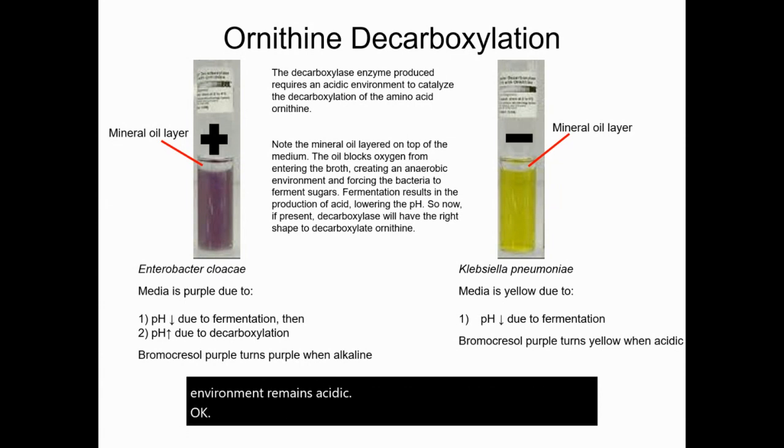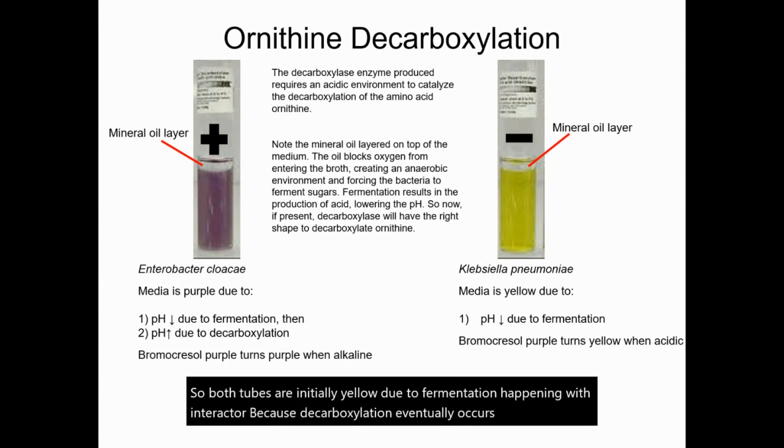Okay? So both tubes are initially yellow due to fermentation happening. But with Enterobacter, because decarboxylation eventually occurs, the pH will rise and that bromocresol purple indicator is going to turn purple. Okay, so purple is positive and yellow is negative.